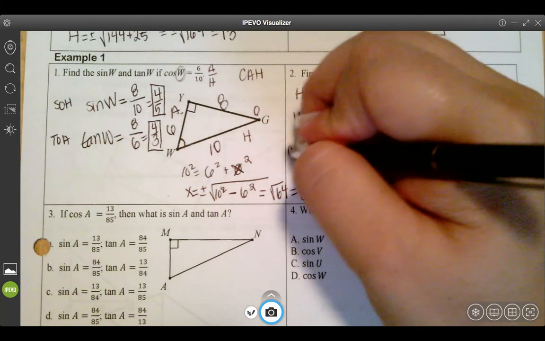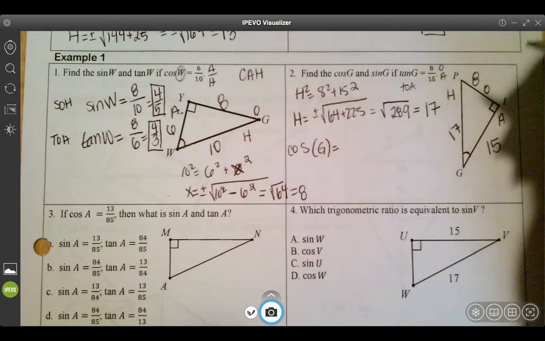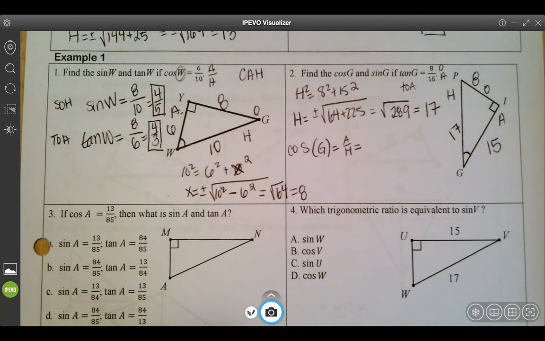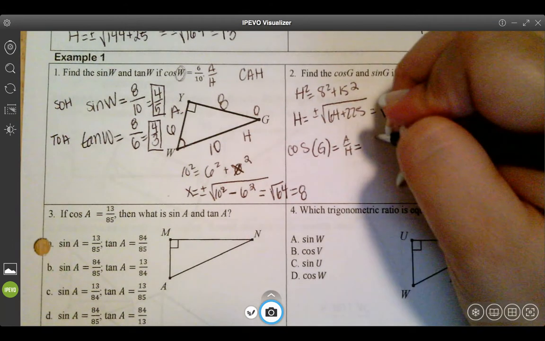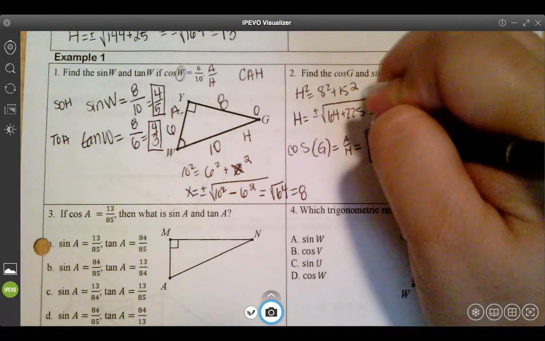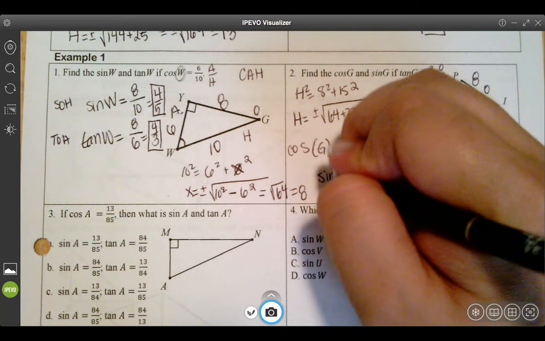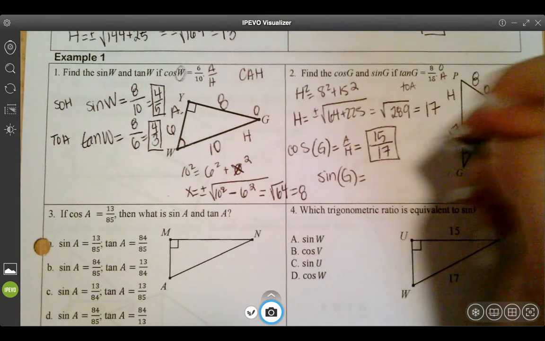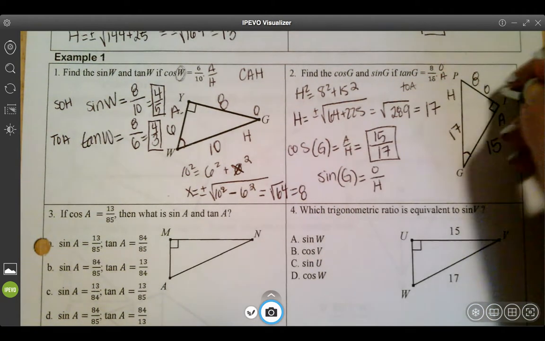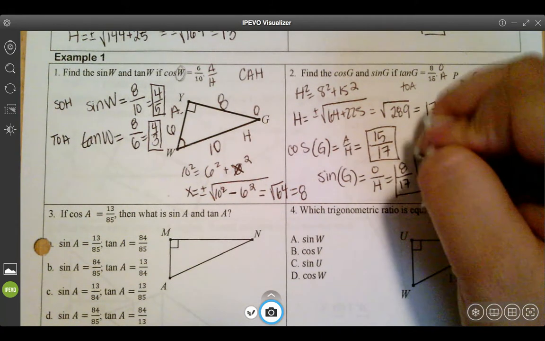To find cosine of G, so CAH, so adjacent over hypotenuse, adjacent is 15, hypotenuse is 17, and sine of angle G, so opposite over hypotenuse, 8 over 17, can't reduce.